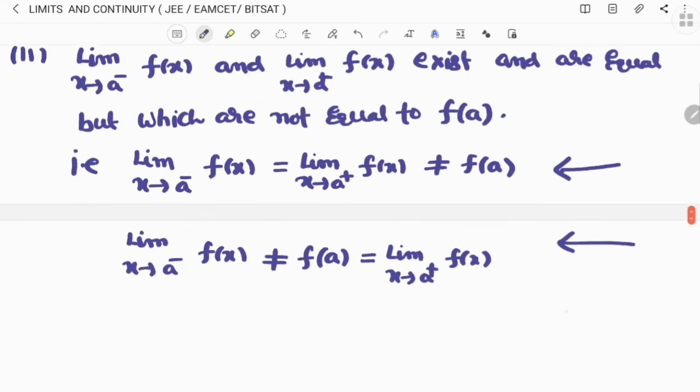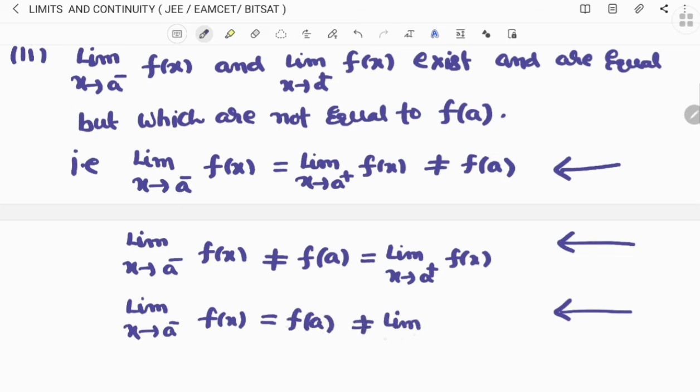In case the third possibility is also there. What is the third possibility? Limit x tends to a minus of f of x, that means the left hand limit is equal to f of a, but it should not be equal to the right hand limit, limit x tends to a plus of f of x. These are the possibilities when both limits exist, left and right limits exist, but are not equal to f of a. This case will also arise.